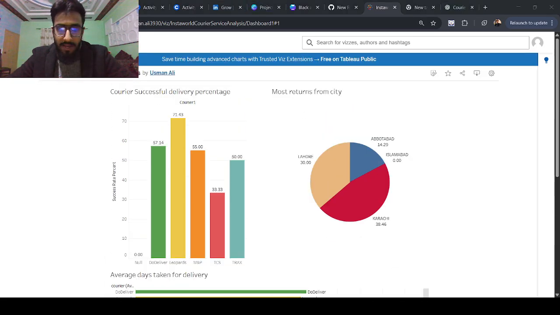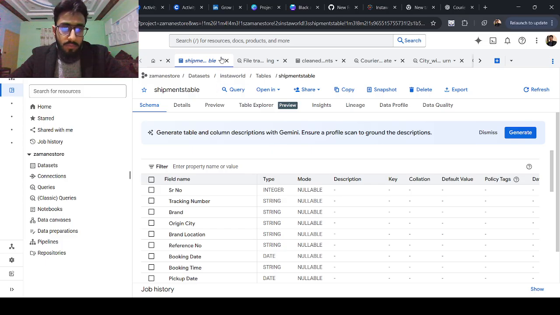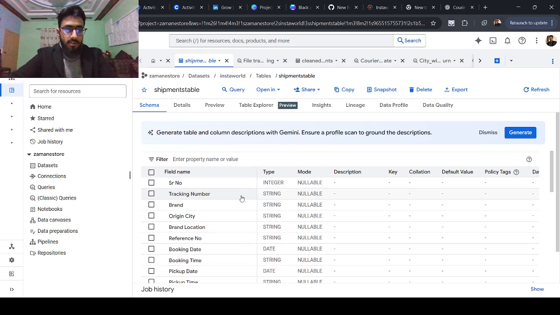Now going back to BigQuery. All right, so the main data set that I got, of course, I cannot share, as it contains a lot of confidential information, such as the consignee phone number, emails, and other addresses. So for the sake of confidentiality, I cannot share any of that. But we can share the schema of the main table.